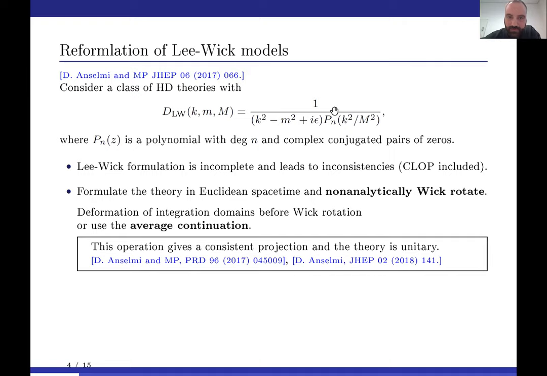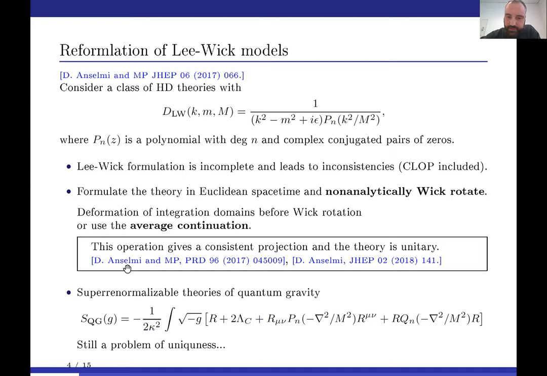Now the main message of this slide is just that we started to work on these things. We worked out this formula and this definition, which is the only way to have a consistent definition for these theories. And this operation, this non-analytic Wick rotation, gives exactly what I mentioned before, namely a consistent projection. So the theory projected onto the subspace where the poles associated to this part are removed is unitary if you use this definition. Thanks to these results, super-normalizable theories of quantum gravity were available. So a model of quantum gravity like this one, if defined in this way and if these polynomials are of the Lee-Wick type, would be a viable unitary and super-normalizable theory of gravity.